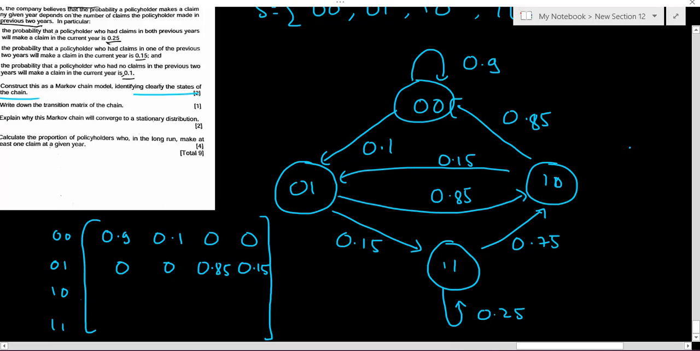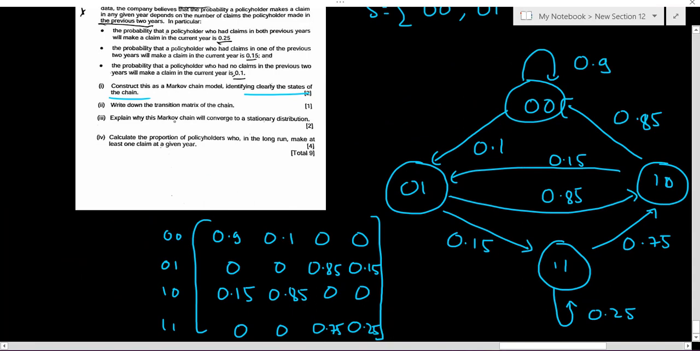Now if I'm in 1 0, if I do not have a claim, I'll move to 0 0, so that is 0.15, and if I have a claim, I'll move to 0 1, which is 0.85. Now if I am in 1 1, the probability that I make a claim and stay here is 0.25, and if I do not make a claim, I'll go to 1 0, which is 0.75. So that's how you can draw your transition matrix here.